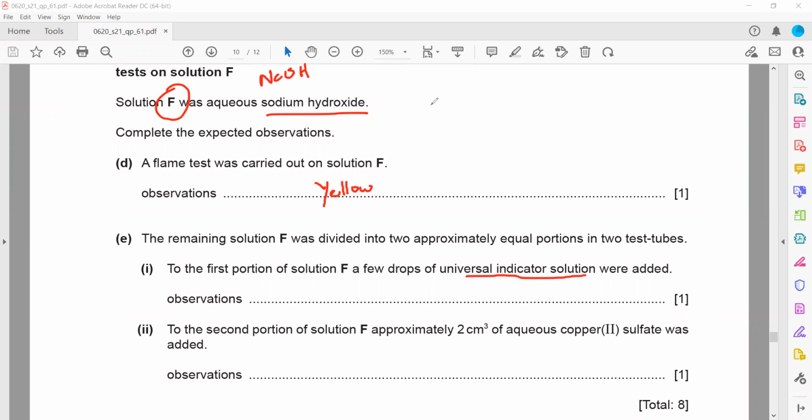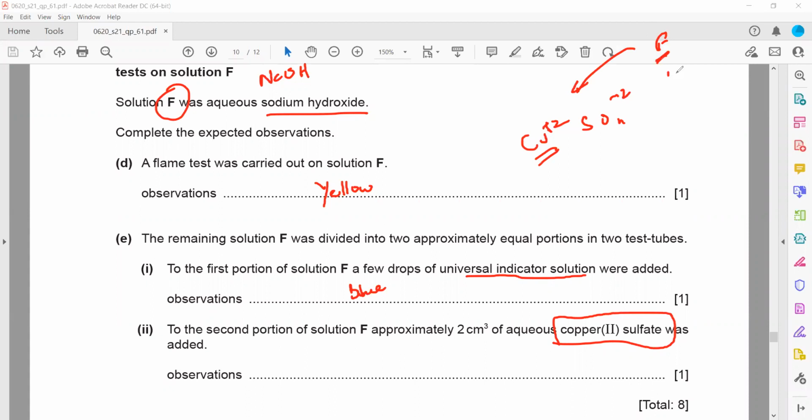To the second portion, we add copper 2 sulfate. So remember, whenever a solution contains copper 2 sulfate, it means it contains copper ion and sulfate ion. And what we did, we add solution F. But what is solution F? Solution F is sodium hydroxide. So when sodium hydroxide is mixed with the copper ions, it will produce copper hydroxide. So what will be the observation whenever copper ion is mixed with alkali? It will give us blue precipitate.